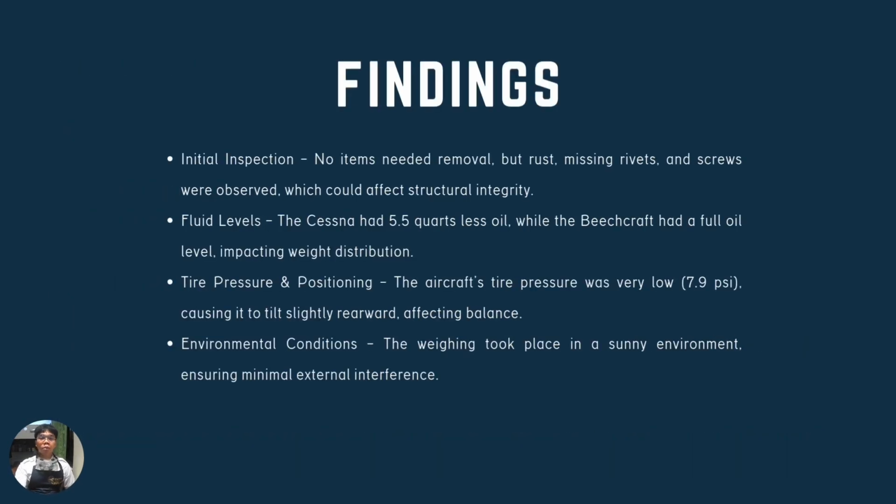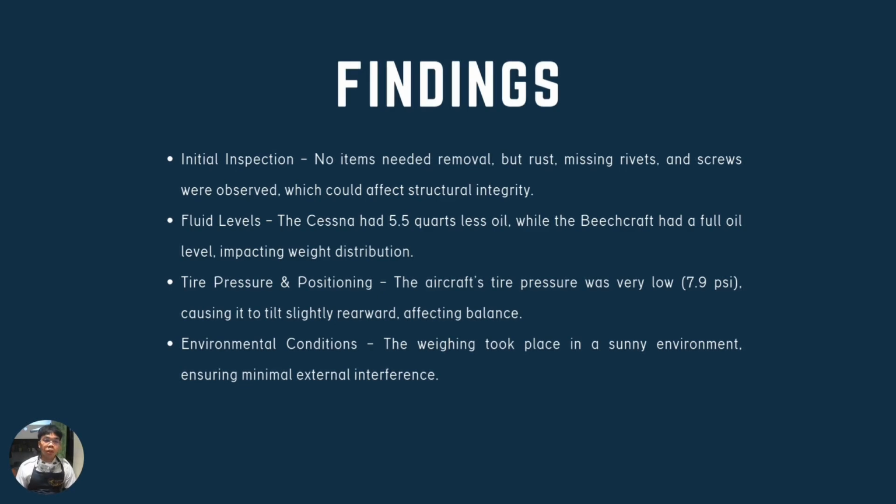Now moving on to the findings. During our aircraft weighing process, we made several observations that highlight the importance of precision in this procedure. Number one is the initial inspection. No unnecessary items were found, but structural concerns such as rust, missing rivets, and screws were identified. This could affect the aircraft's integrity. Second is fluid levels. The Cessna had 5.5 quarts less oil while the Beechcraft had a full oil level. This difference affects the weight distribution.